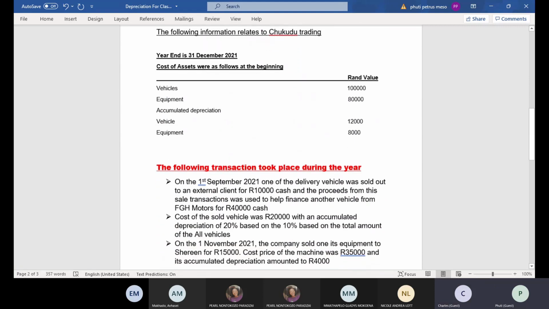Yes. Okay. Vehicle depreciation is 12,000. Let me just see. On the 1st of September 2021. But we're not working out the delivery vehicle that was sold. We're just working out the depreciation on the cost of the vehicles, for both actually, the sold one and the initial one.